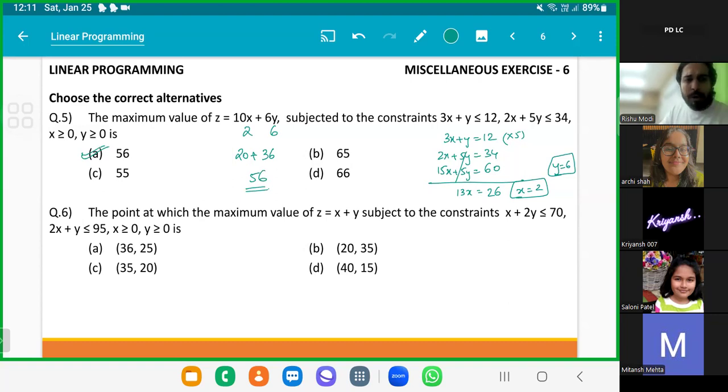You just have to find the point at which the maximum value. So you just have to solve the equation simultaneously or take the help of options and get the value, right? So either you solve it simultaneously or take the help of options and tell me what answer we get for the sixth one. You just want to find the point at which the maximum value will be there.